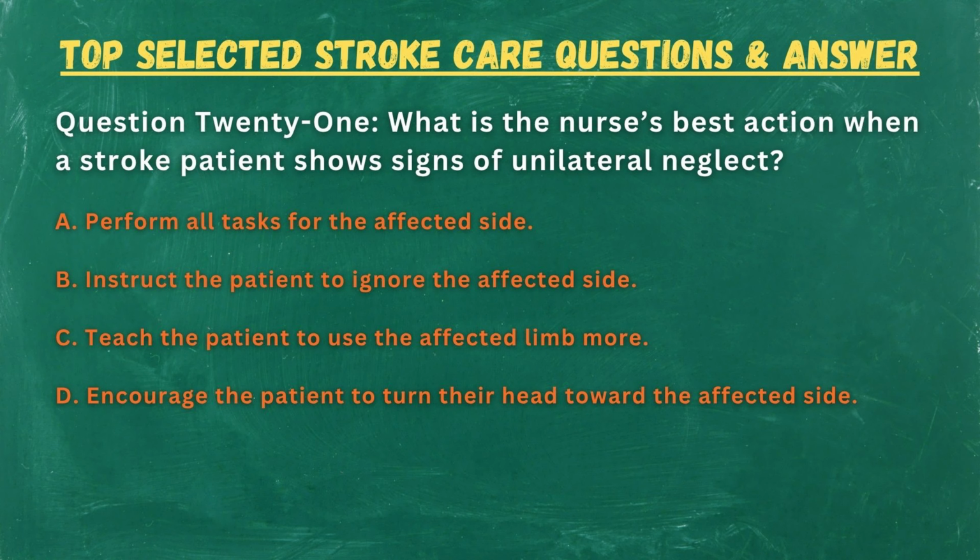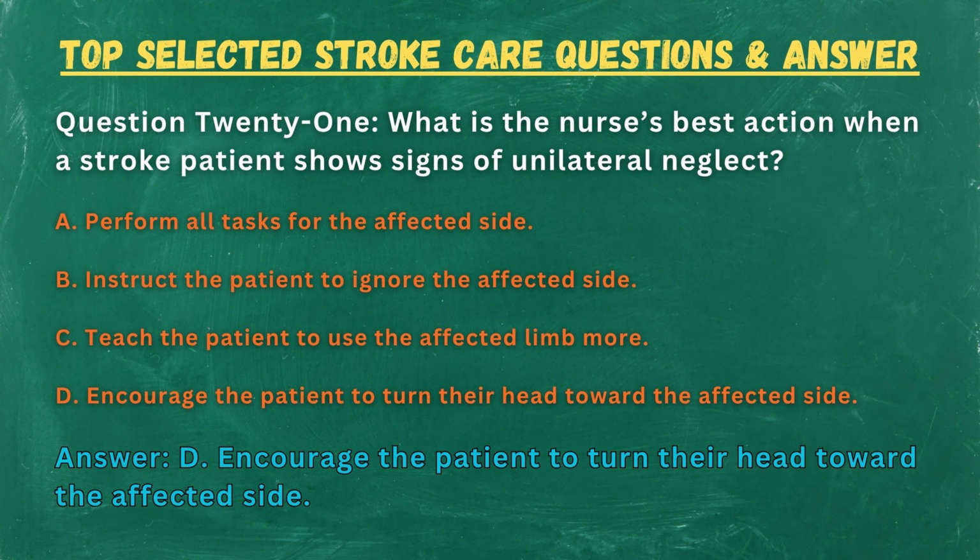Question 21. What is the nurse's best action when a stroke patient shows signs of unilateral neglect? A. Perform all tasks for the affected side. B. Instruct the patient to ignore the affected side. C. Teach the patient to use the affected limb more. D. Encourage the patient to turn their head toward the affected side. Answer. D. Encourage the patient to turn their head toward the affected side.